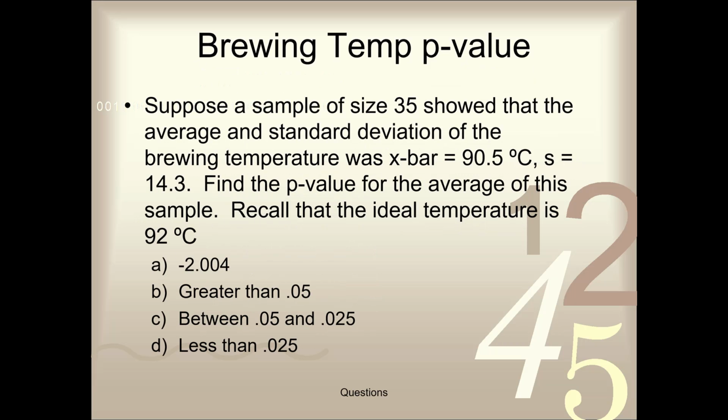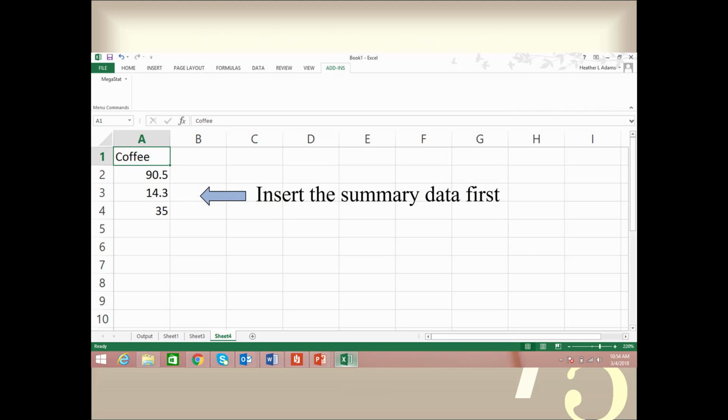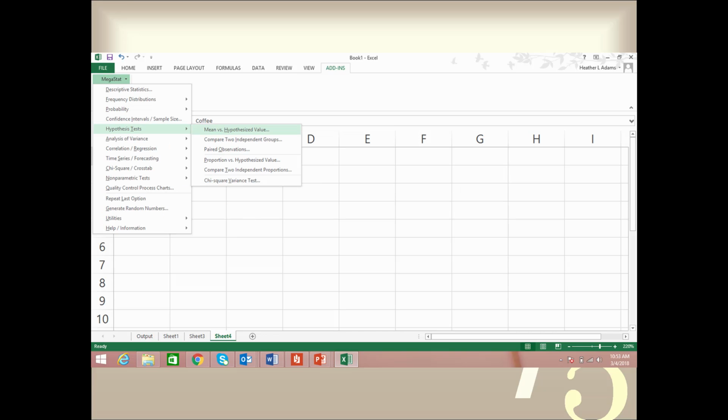Okay, so our next step is to take a sample so that we can enter the data. We have a sample of 35, which showed that the average and standard deviation were 90.5 degrees Celsius and 14.3 standard deviation. Find the p-value for the average of this sample. Recall that the ideal temperature is 92 degrees Celsius. Okay, so let's take a look. Insert the summary data first, again in the format label, mean, standard deviation, sample size. Okay, we're still doing mean versus hypothesized value problems.